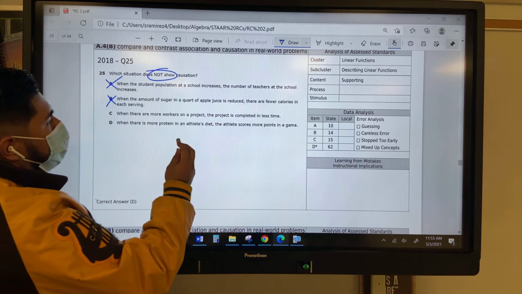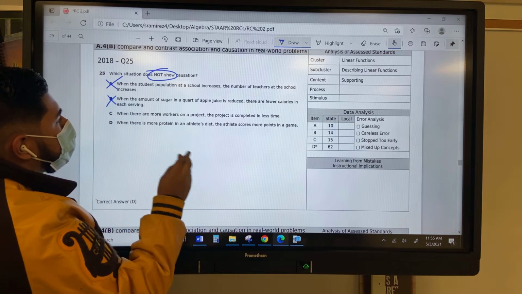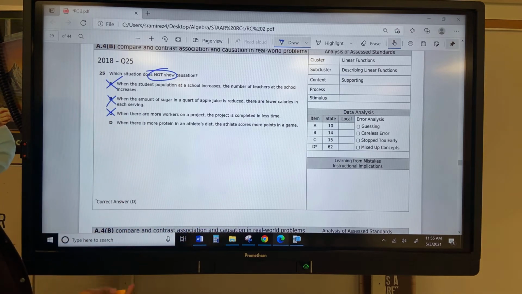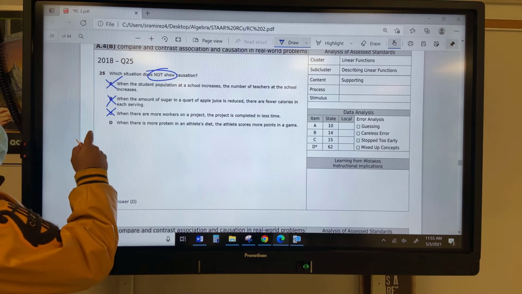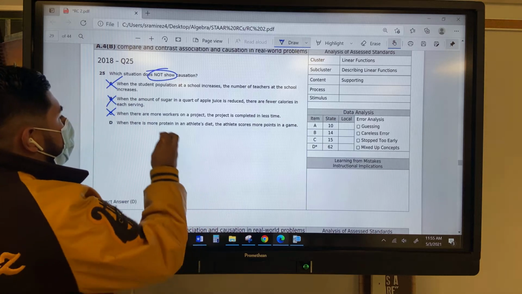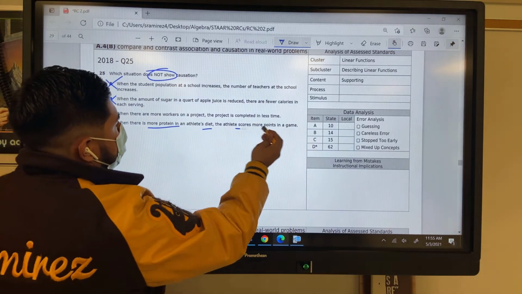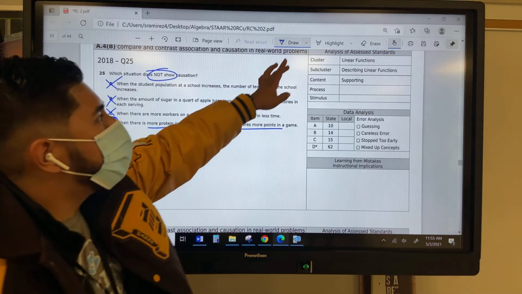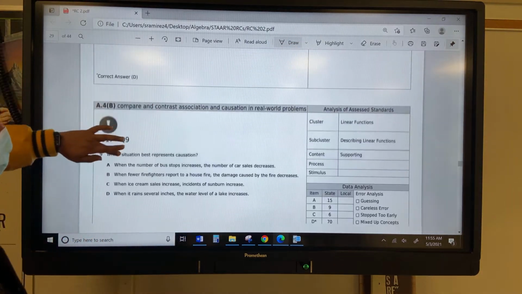When there are more workers, the project is completed in less time. That's true. If you have more people working on something, it finishes quicker. When there's more protein in an athlete's diet, the athlete scores more points in the game. Protein in a diet is not the same thing as scoring points. That one was a little confusing, but try your best.